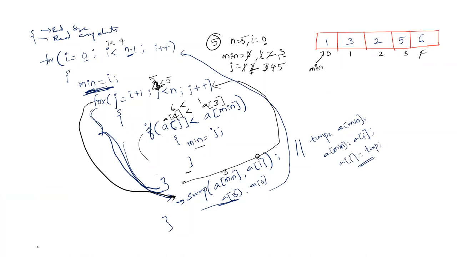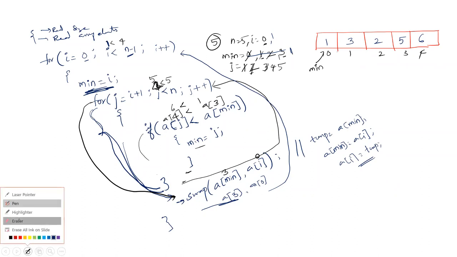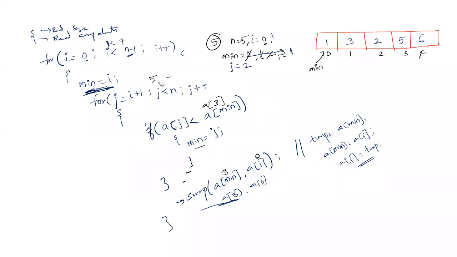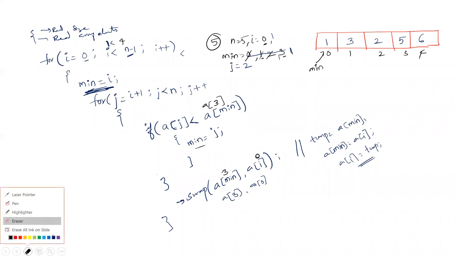Now i value becomes 1. So 1 less than 4, yes, it is true. After that, min equal to i. What is min value now? Min is equal to i, which is 1. Next, j value starts with, sorry, not 0. J value starts with i plus 1. So what is i plus 1? 2. Now j value is equal to 2.